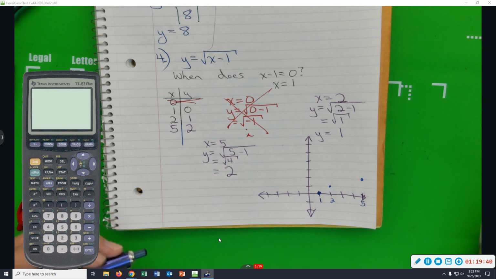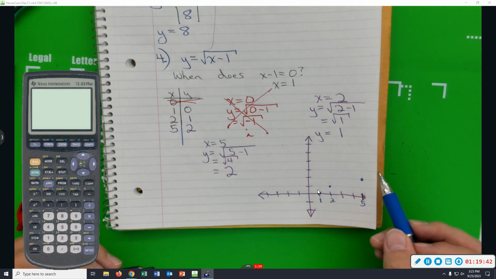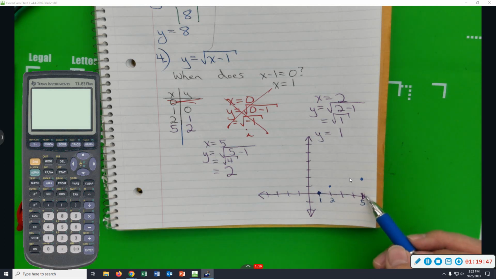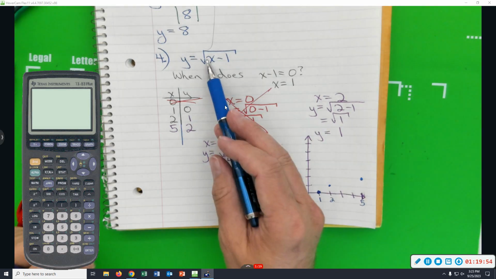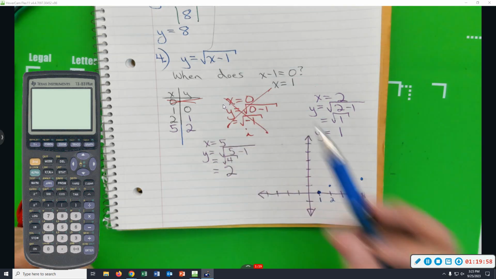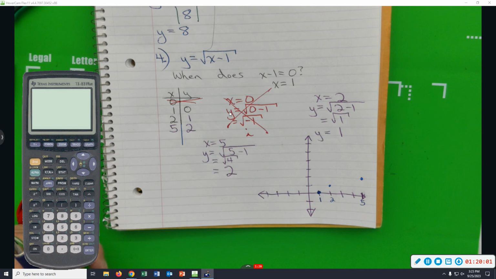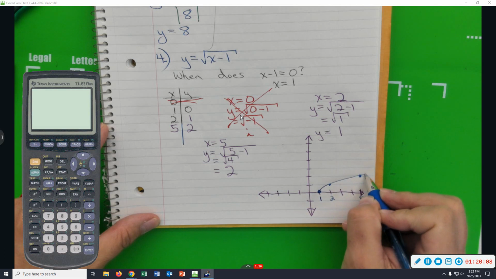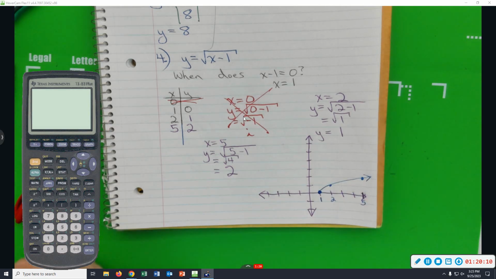And it's increasing. By that I mean it's rising from left to right, but it's this gradual increase. If we went out 101 units, if x were 101, we'd be way over here. 101 minus 1 is 100. The square root of 100 is 10. So if we went way out here on the x-axis, we'd still only be up about that much. So it's rising very slowly. There's a gradual increase. Any questions on my logic?